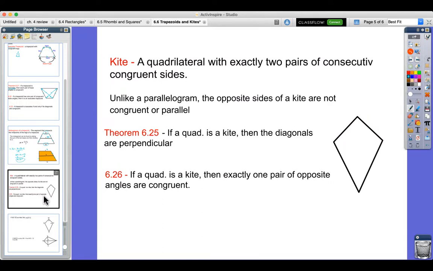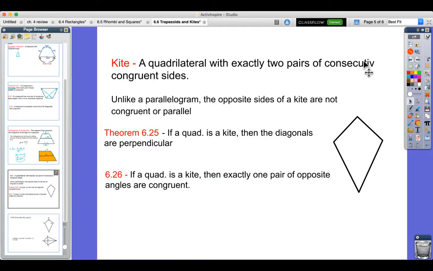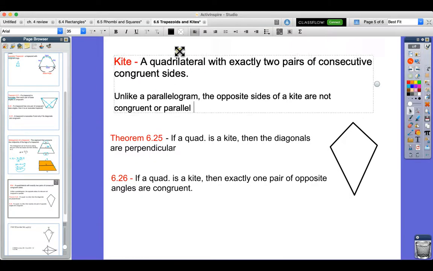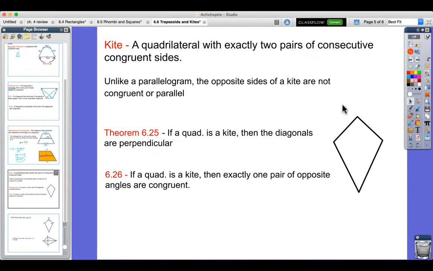Now let's move on to kites. So a kite is based off a quadrilateral, so it has 4 sides, but it has exactly 2 pairs of consecutive congruent sides. Hopefully, looking at this, you can see which sides. This side is congruent to this side, and then these 2 long ones are equal to each other. So these 2 sides are equal to each other. These 2 sides are equal to each other.